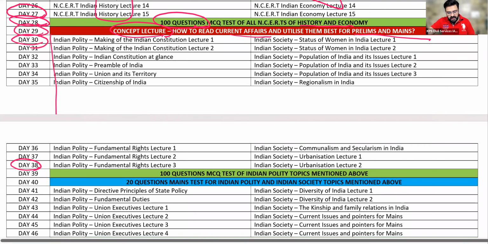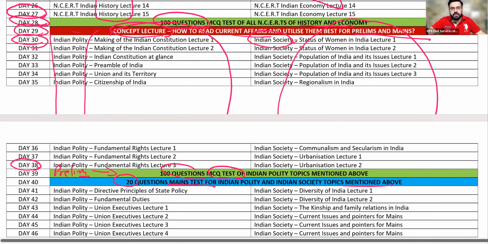And on the other side, we will be starting with the Indian society. And after a few days, you will see that you will have a prelims test that is marked in green color, a 100-question MCQ test. This is the prelims. The green color is for the prelims. And you will also have a 20-question mains exam for the topics mentioned here. So all the topics that we will be covering in the class, you will be having their mains examination also.